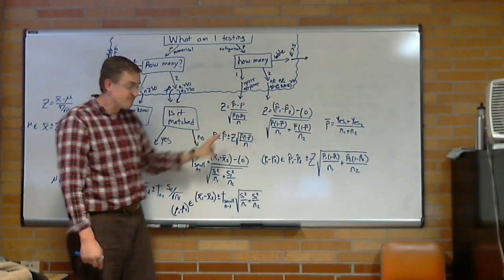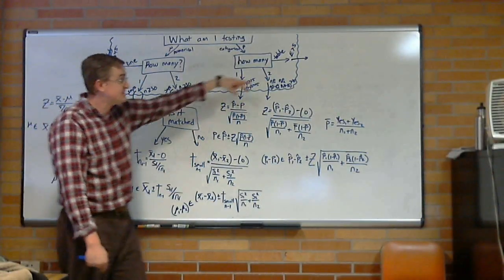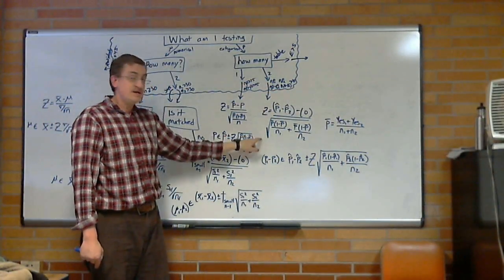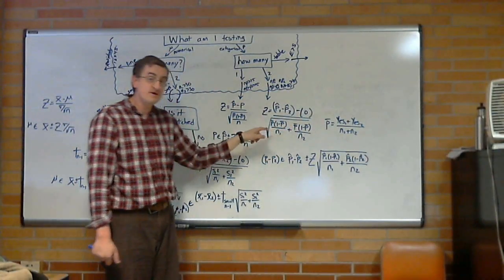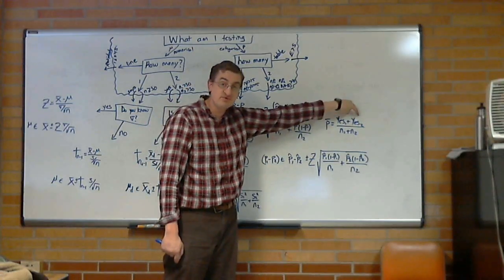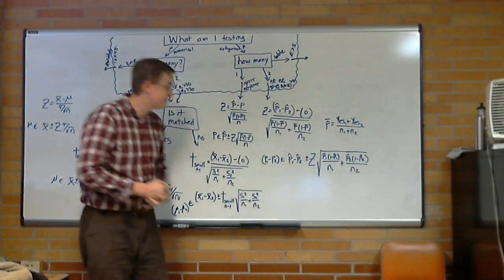And when we talk about two proportions, they work the same way two means did. The difference in the proportions and the square root of, here there's a p bar. How do we find that p bar? It's the pooled. You take the yeses from both groups divided by the sample size from both groups.